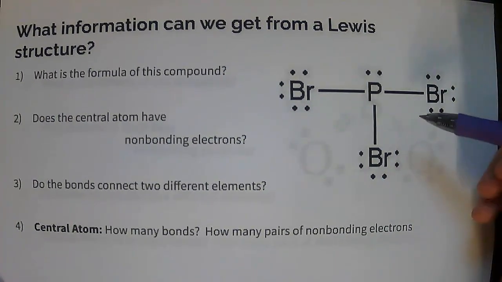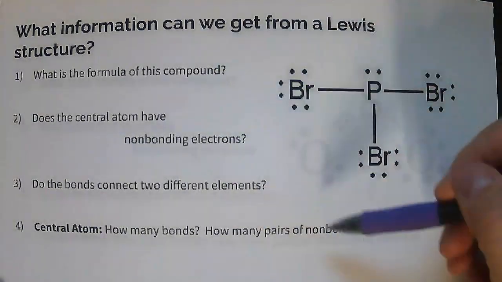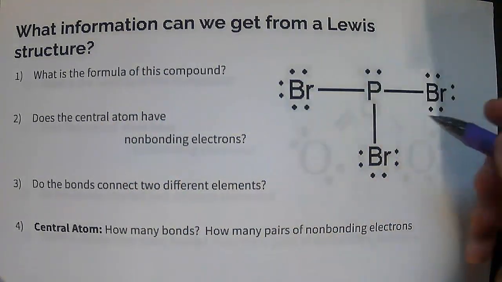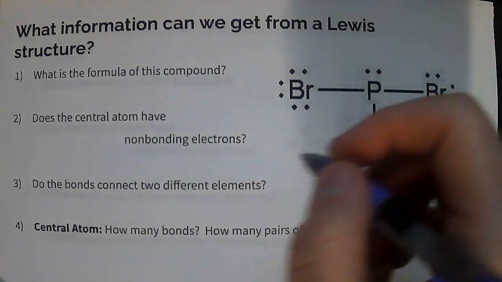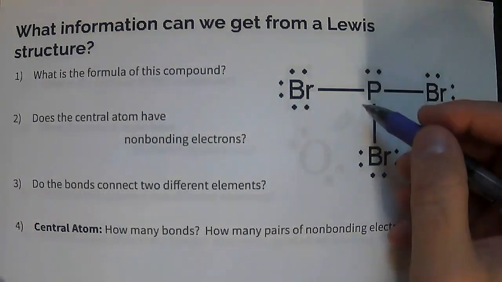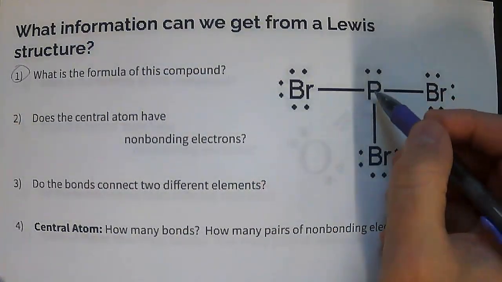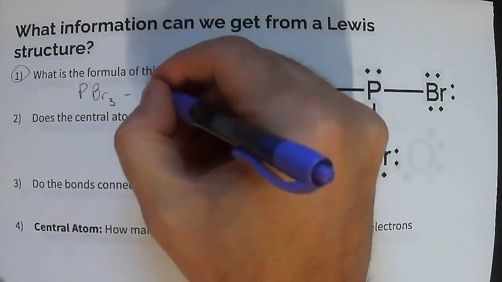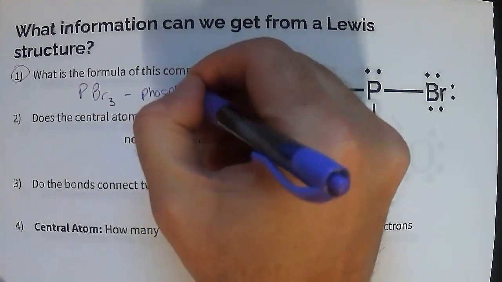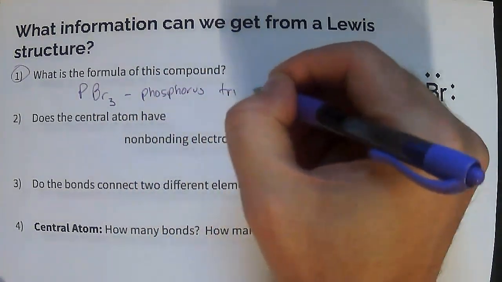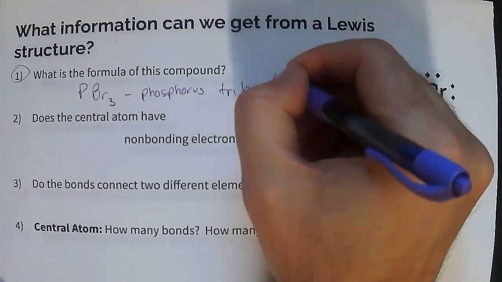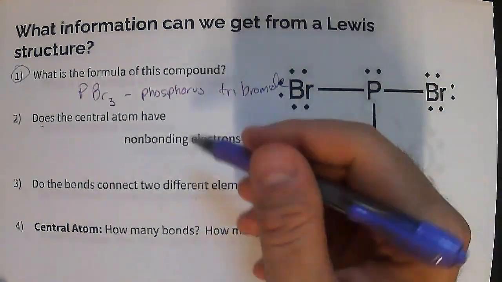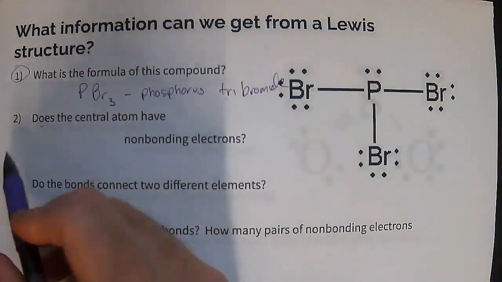I have 4 examples here, and we're going to ask the same question for all 4 examples. The question I could ask is, what's the name of this? In order to find the name, we should first determine the formula. So what's the formula? This is PBr3, and the name of that is phosphorus tribromide. That's something you can do based on the Lewis structure.